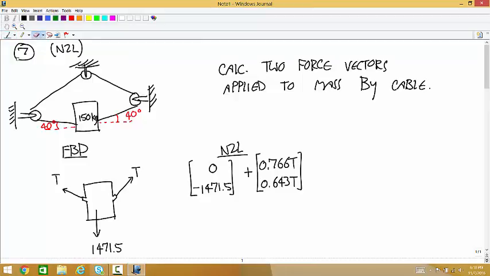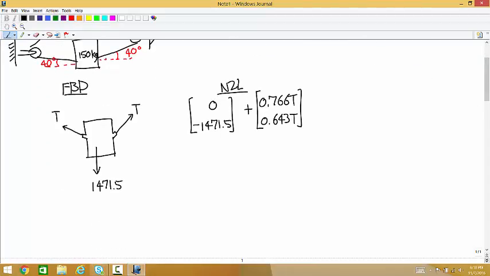Can you repeat that again? Yeah, so for this one, this angle's 40 degrees. And so if you put the tail of that at the origin of the coordinate system, your angle theta is 40 degrees. And so this force vector, it has a magnitude of t, is t times the cosine of 40, t times the sine of 40.